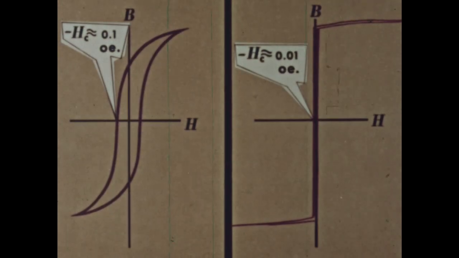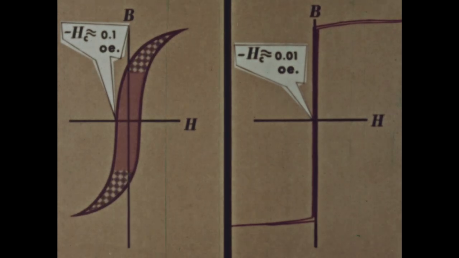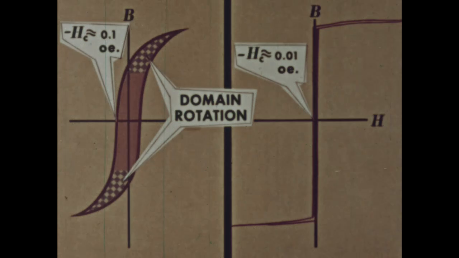Here again is the loop for polycrystalline iron. This loop has a rectangular section, which we also attribute to domain wall motion. But to reach saturation, higher fields are required, so that 2 triangular areas are attached to the rectangular area. In the triangular areas, wall motion is not as important as a second process, which is called domain rotation. This latter process can be studied in the following way.